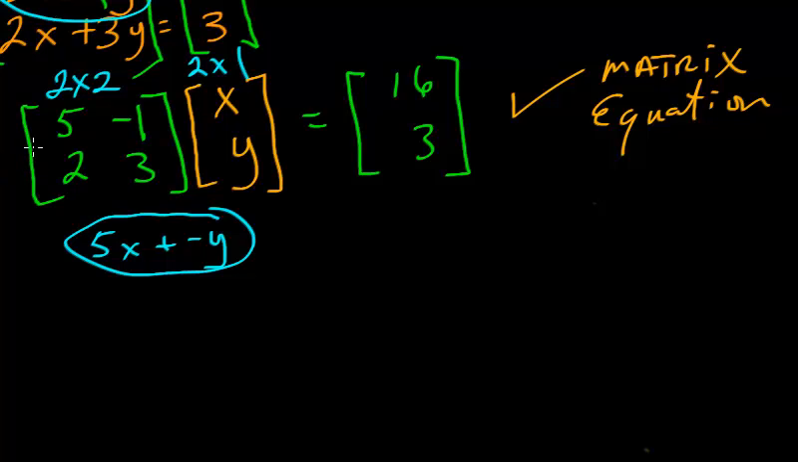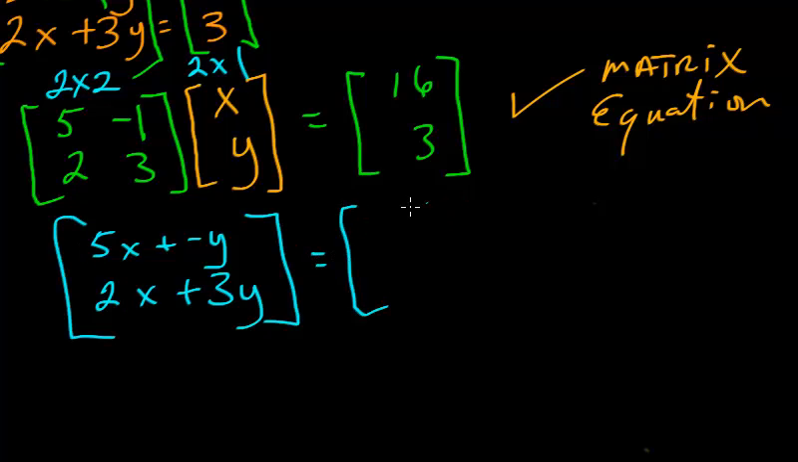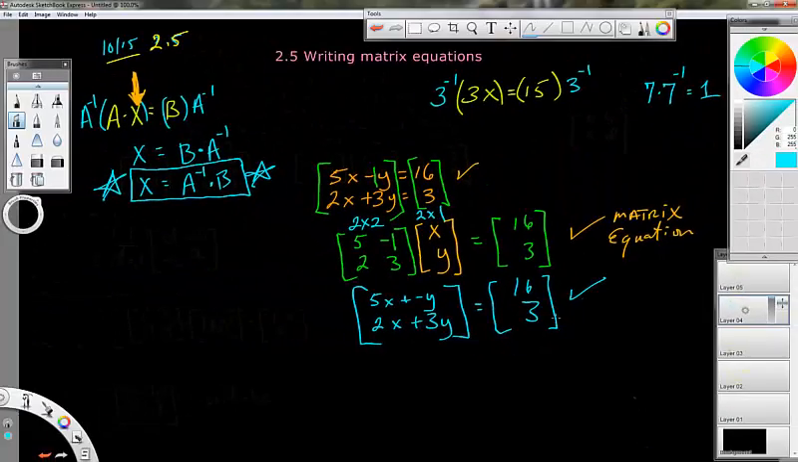It most certainly is. And if I do the bottom row times this, it would be 2 times x plus 3 times y. And so I would get this matrix like this, and that would equal 16 and 3 over here. So you can now see clearly that this is the same as this. They're the same thing. So that's how you translate that into a matrix equation.